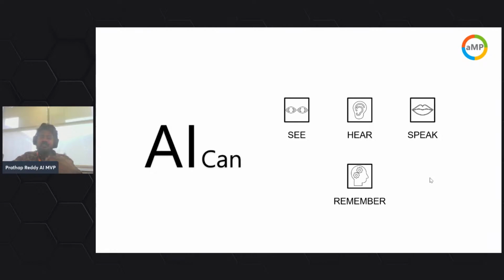These are some capabilities: AI can really help users, and AI can see, hear, speak, and remember. These are some key features of artificial intelligence. Okay, now we can dig into building chatbots. While digging into building chatbots, first of all we need a conversational language.